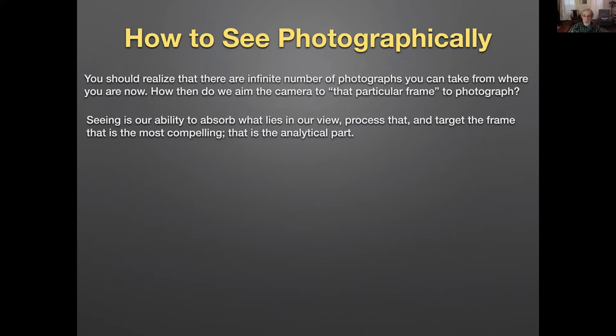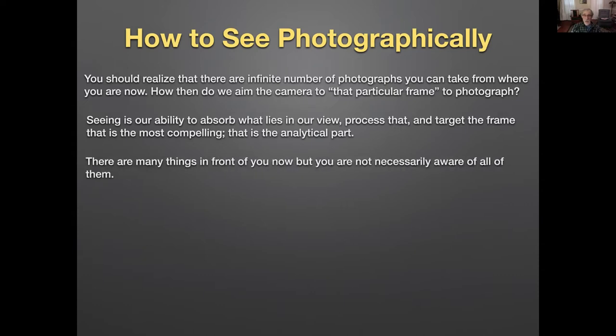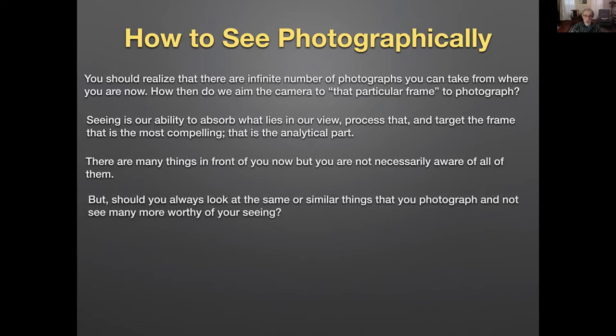So the camera does see a particular frame, and we have to aim that camera for there to be the frame that we want people to see. The eye doesn't usually do that. The eye sees the whole scene. So we have to work with what the camera does. There are many things in front of you now, but you are not necessarily aware of all of them. But should you always look at the same or similar things that you photograph and not see many more worthy of your seeing?